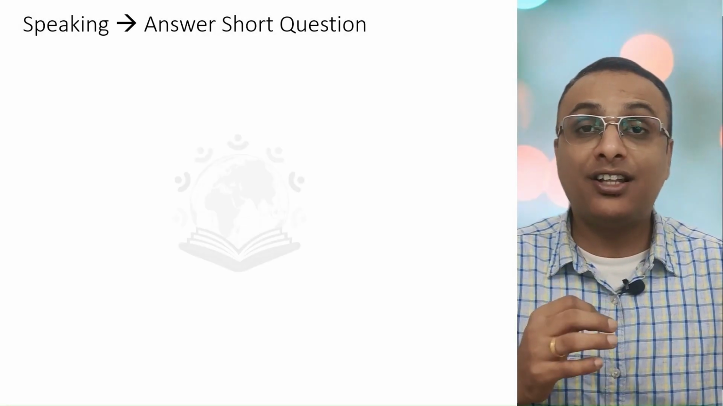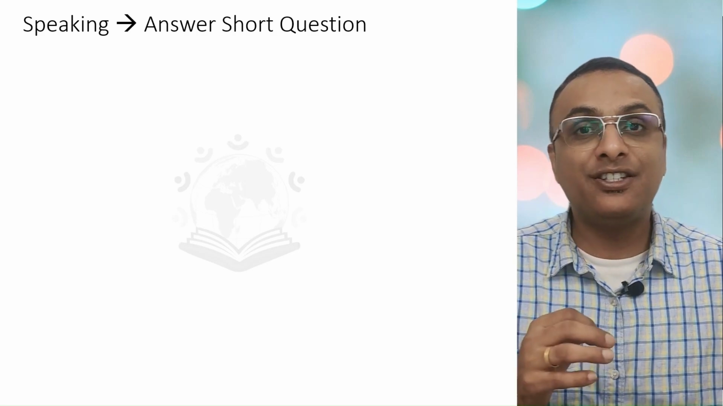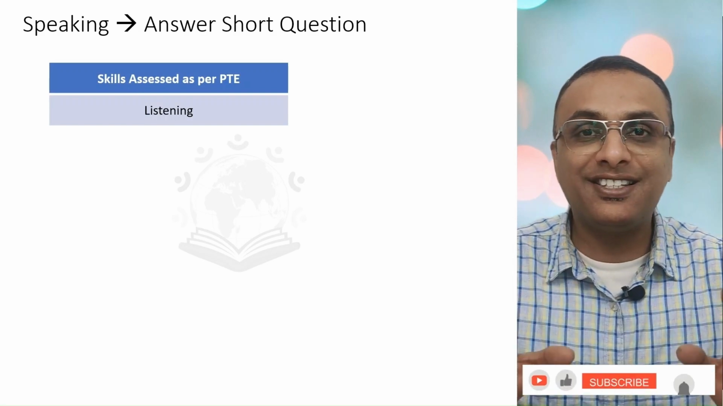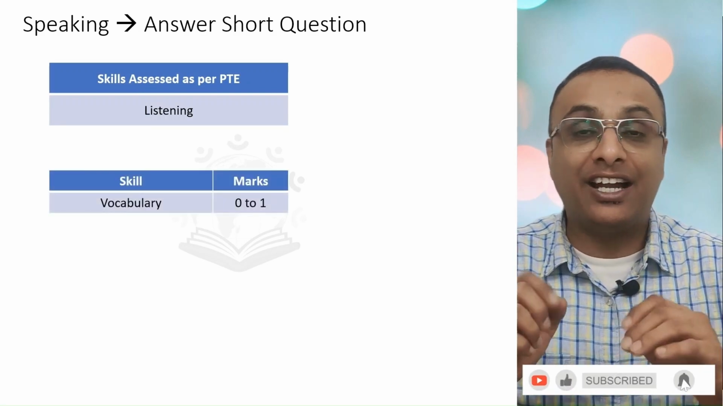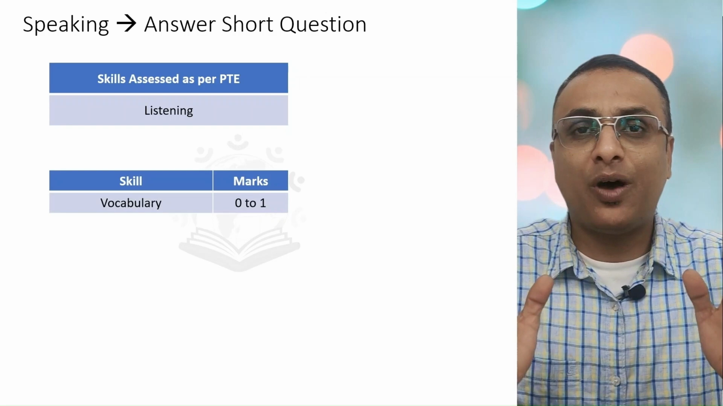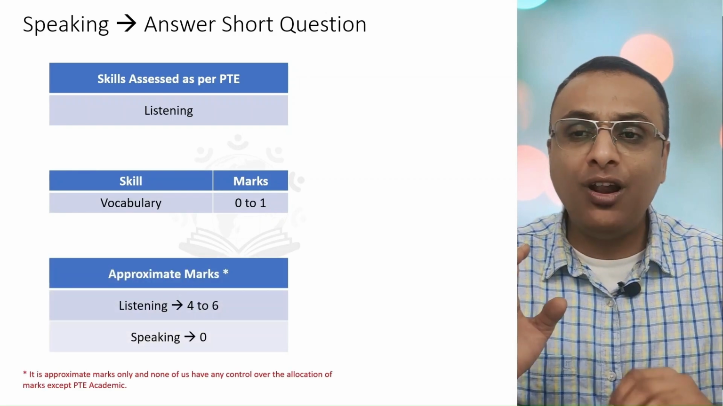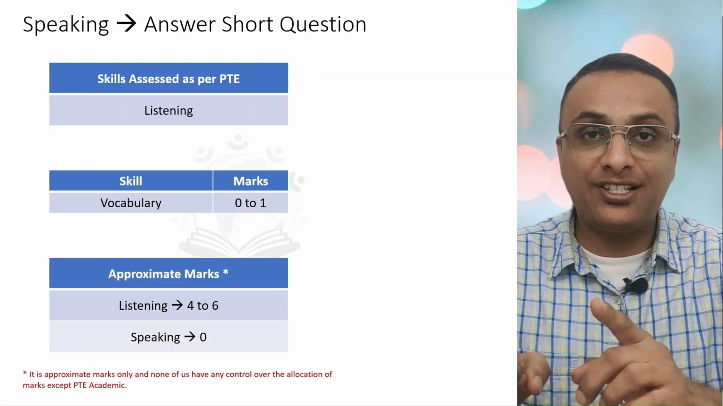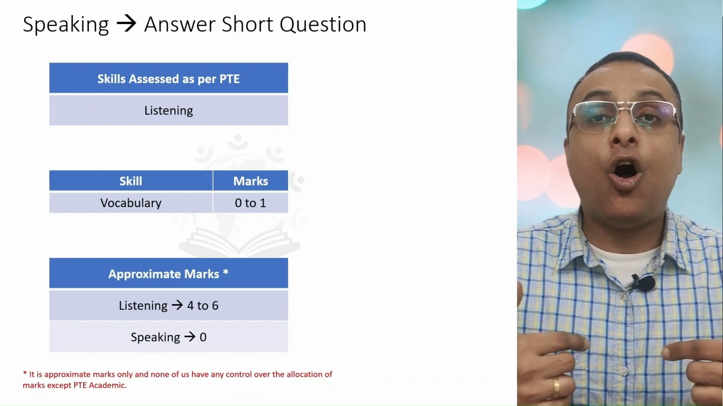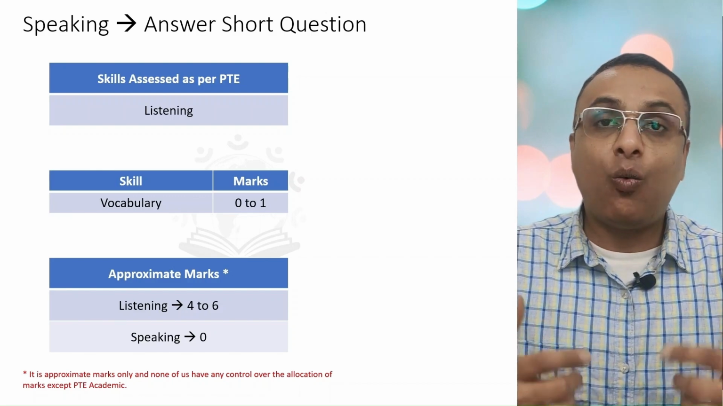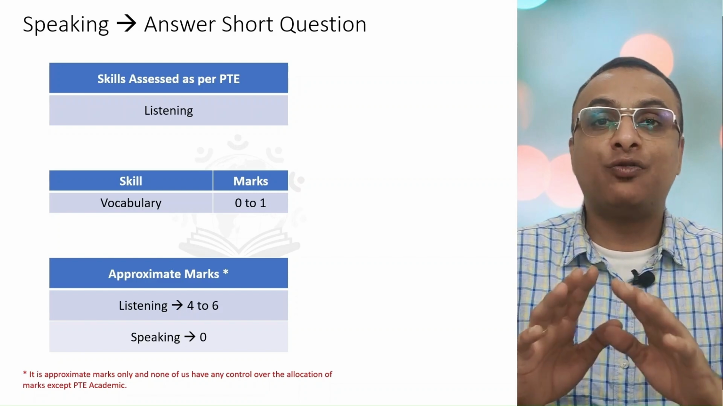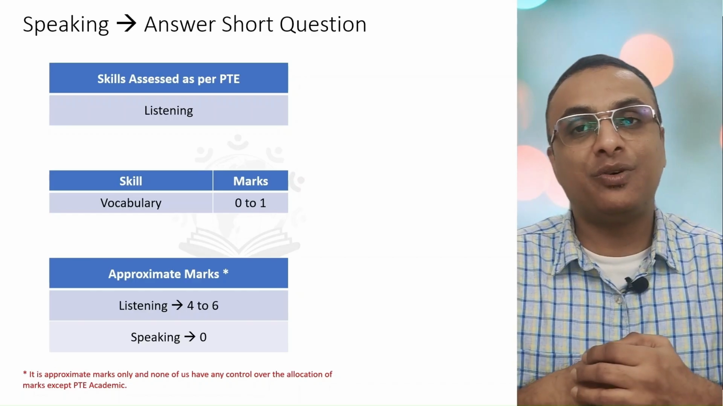Let's understand what are the skills and marks as per PTE scoring guidelines. PTE says that they will assess only your listening skills for answer short question, and the skill that is assessed here is vocabulary. For how many marks? Just 0 to 1 mark per question. Overall, 4 to 6 marks only for your listening skills and 0 marks for your speaking, even though you are speaking or telling 1 or 2 words. They give marks only for your listening skills because there is no concept of fluency, especially for your answer short question type.